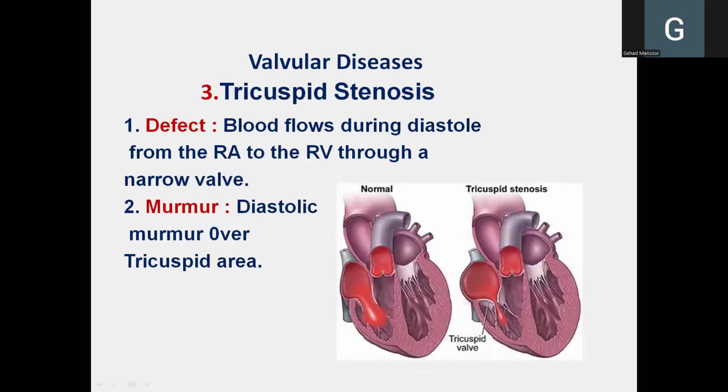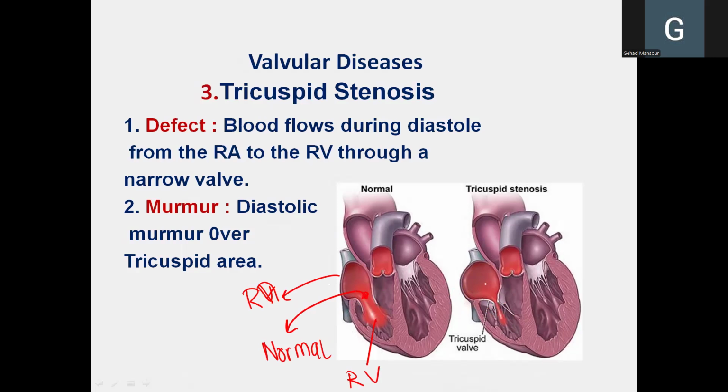In case of tricuspid stenosis, we will have narrowing of the tricuspid valve secondary to rheumatic fever, secondary to an autoimmune disease, and this stenosis will occur on the right side. So this is the normal tricuspid valve that lies between the right atrium and the right ventricle, but this is a stenotic tricuspid valve.